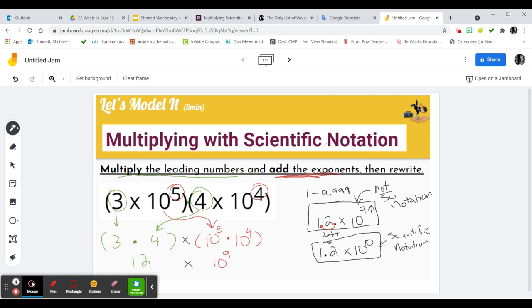And the difference here, remember, is that 12 was too big. It was outside of this range. But 1.2 is in the range, right? It's a little bit more than 1, which is totally fine. Okay? All right. Hope that helped, guys.